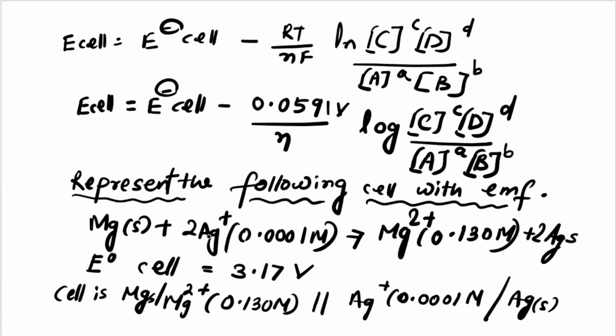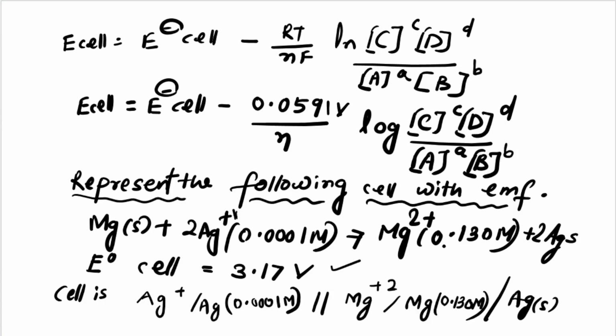Magnesium solid plus 2Ag plus gives Mg2 plus 2Ag, that means there should be 2 electrons involved. For Ag plus becoming Ag, that is why to equate the electrons, 2 is multiplied by Ag plus, because Ag plus gains 1 electron to change to Ag. To equate the number of electrons, 2 is multiplied here.